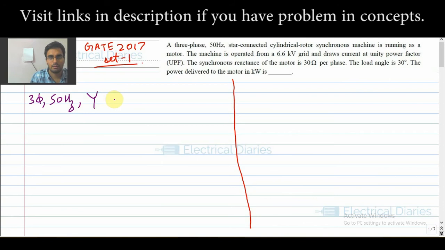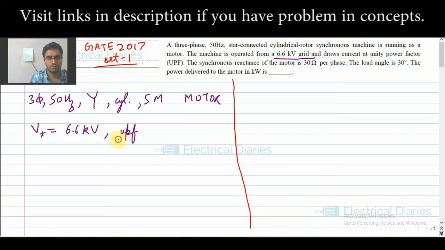Star connected cylindrical rotor synchronous machine. It's operating as a motor. The machine is operated from 6.6 kV grade, meaning the supply to the machine, that is the terminal voltage, is 6.6 kV. It draws a current at unity power factor, UPF. This is very important information.